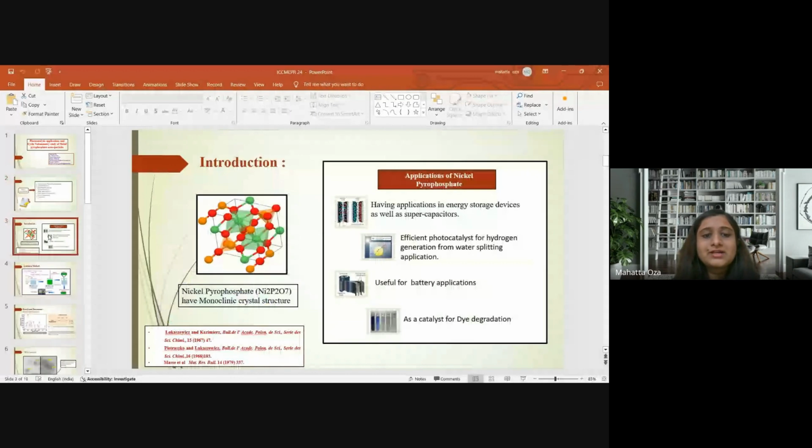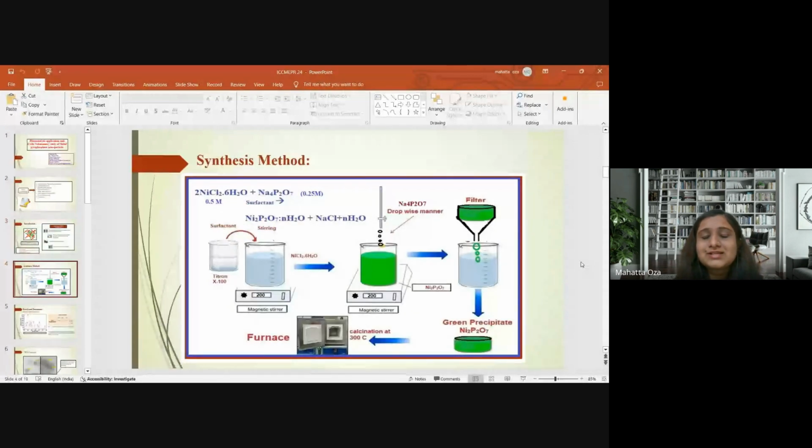Okay, so nickel pyrophosphate has a monoclinic crystal structure, and it has large applications. Nickel pyrophosphate has applications in energy storage devices as well as supercapacitors. It is also used as an efficient photocatalyst for hydrogen generation from water splitting applications. It is also useful for battery applications, and it is also used as a catalyst for dye degradation. So in this talk, I will cover the first one and the last one application for this particular material, that is nickel pyrophosphate nanoparticles. Now, how to synthesize this material?